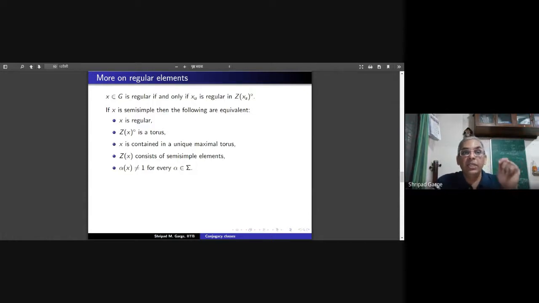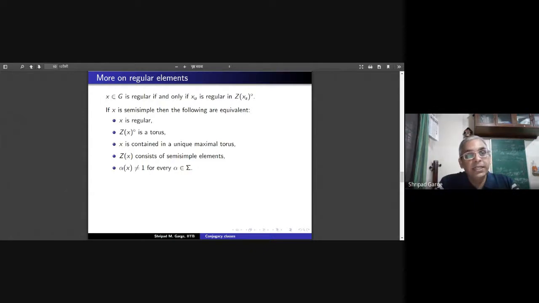It says that if your X is semi-simple, but it is not regular, then it will contain some unipotent elements in its centralizer. Because the equivalence here says that if X is not regular, then Gx will consist of elements which are not semi-simple. But once you have an element in some group, its semi-simple part and unipotent part have to be in the same group, and therefore there has to be a unipotent element in the centralizer of your X.